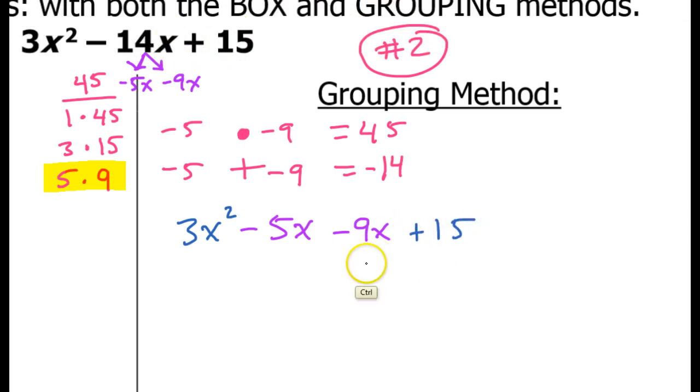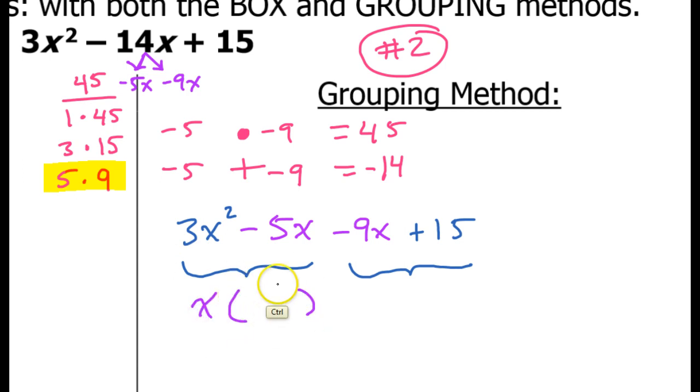Okay, now what we do is we need to do the GCF of each pair of numbers. So we're going to do the GCF of this pair, and we're going to do the GCF of this pair. Okay, so the GCF of the first 2 terms is x. Okay, now to figure out what goes inside the parentheses, I divide by that GCF. So that's going to give me 3x minus 5.